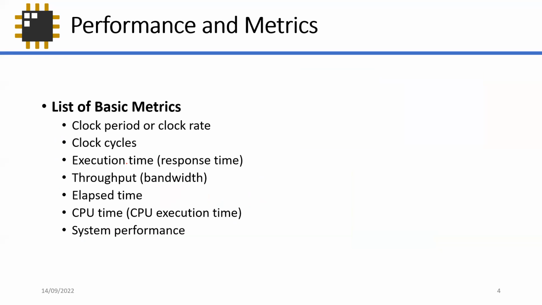So, the list of basic metrics. We have clock period, which I think was pretty much taught to you before. Clock cycles, and execution time, which is more of response time. Throughput is a little bit also the same, but throughput is more about how much data you can actually process. Elapsed time is a little bit more like execution time too. CPU time is a subset of elapsed time, and then you have the overall system performance. But we'll be focusing on the basic ones, and most of our discussions will be about those basic metrics.